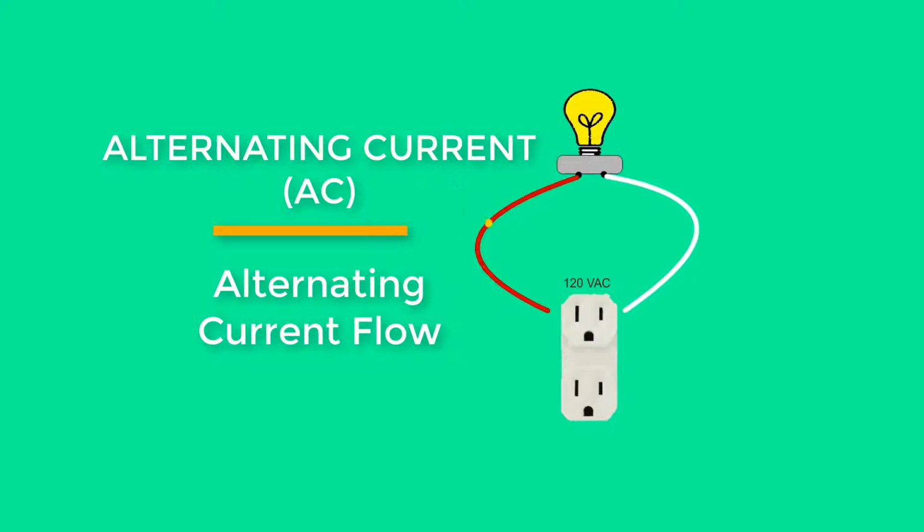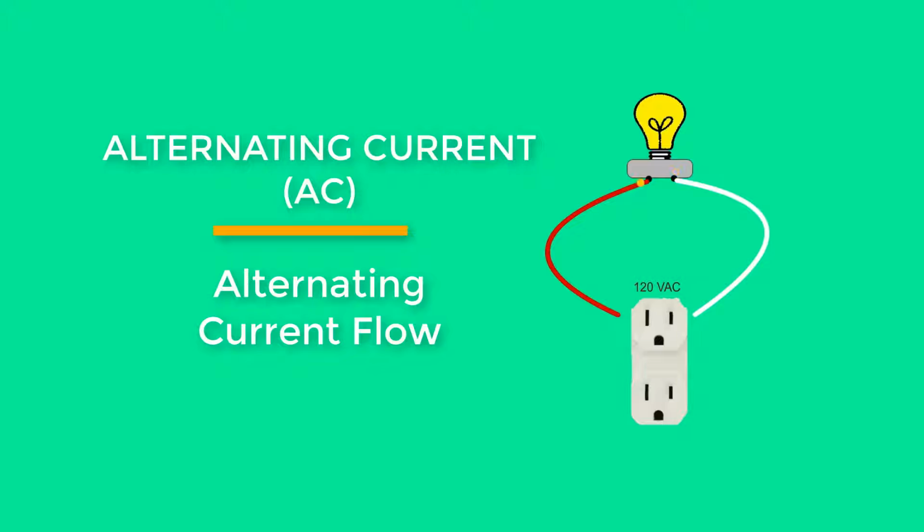A voltage supply, such as a wall outlet, supplies an AC voltage. An AC voltage creates alternating current in the circuit. The current alternates in direction.